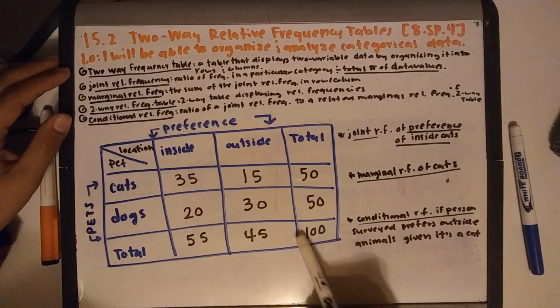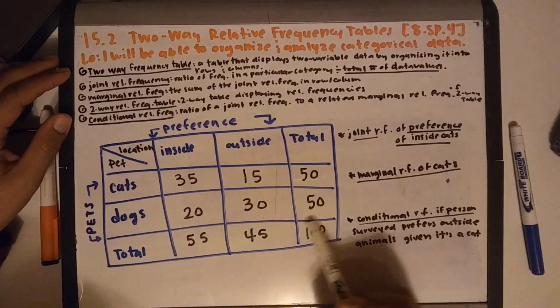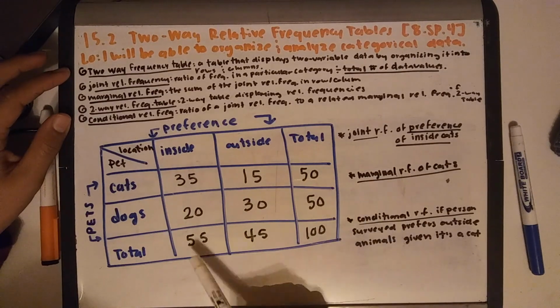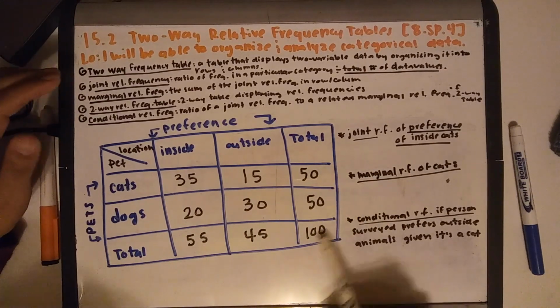A marginal relative frequency is the sum of the joint relative frequencies in the row or column. So these are my marginals, right? This is my marginal. This will be my joints. So this is my marginal. You add them all together.